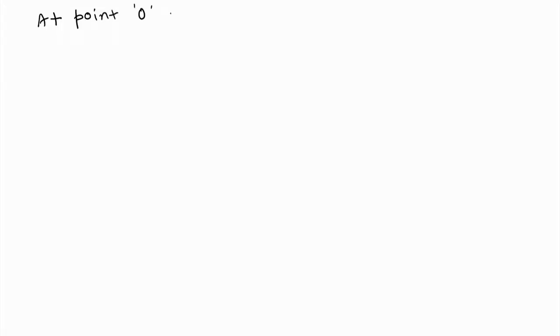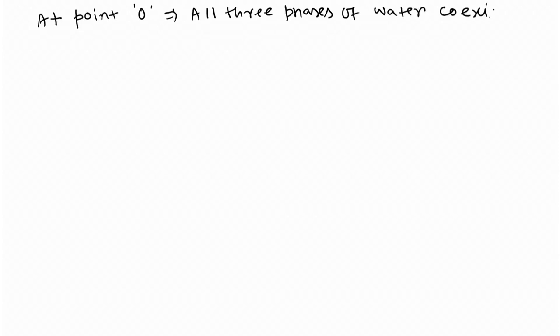Now, what is point O? At point O, all 3 phases of water coexist, right? So you get all the 3 phases there, okay? And at point O, F is 0, okay? So number of degrees of freedom at point O is 0. So you cannot change anything there. It's fixed.